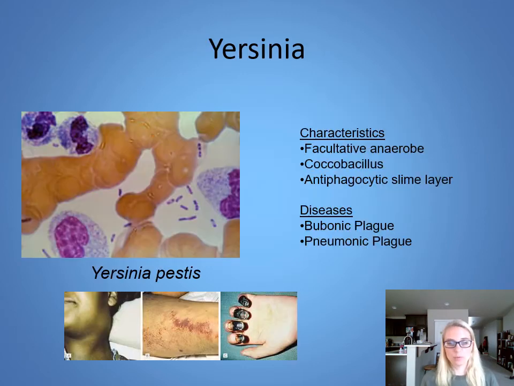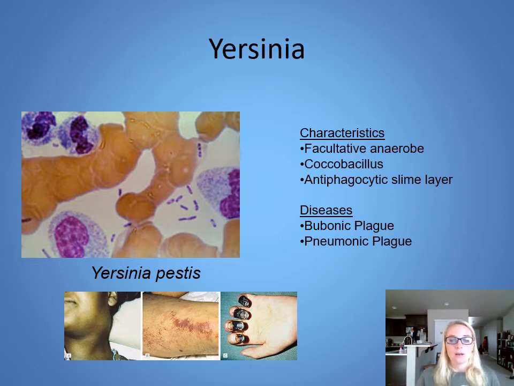Okay, the next gamma proteobacter is Yersinia. The species in this case is Yersinia pestis. Historically, this is a very important organism because this is what causes the plague, the Black Death. So bubonic plague and pneumonic plague. It's a facultative anaerobe, which means it can live in the presence of oxygen, but it doesn't need it. It's coccobacillus in shape, and it has an anti-phagocytic slime layer, so it helps to keep it in the body and not succumb to phagocytosis.